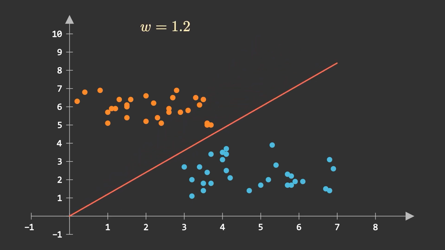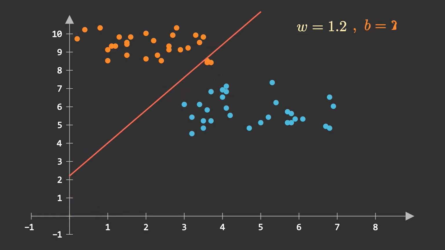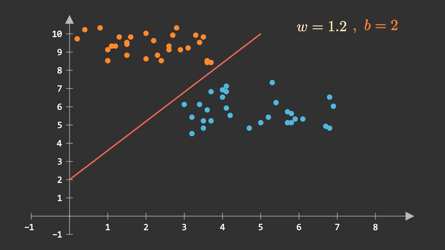But what if these points are like this? Now we cannot separate these points easily. This is where bias comes to the rescue. By bias, you can shift this line either upwards or downwards. Bias is the point where our line intersects the y-axis. Now our line is intersecting the y-axis at 2. That's why the value of bias is also 2. And now we can alter the slope of this line and we have separated the data.